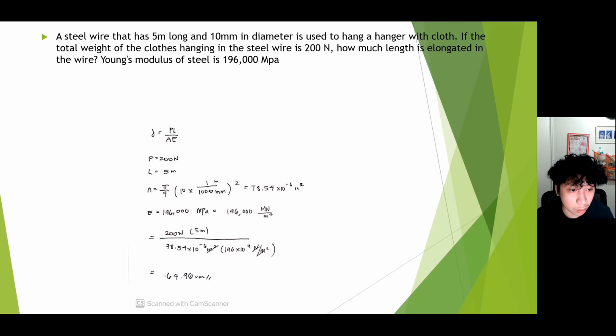So substitute lang ulit. Ang formula ng elongation is equals to 200 N times 5 m all over 78.54 times 10 raised to negative 6 m squared times 196 times 10 raised to 9 N all over m squared. So cancel, is equals to 64.96 um.